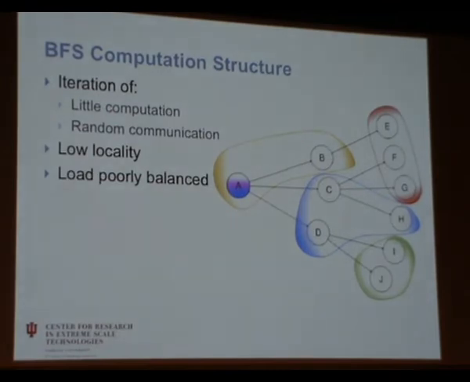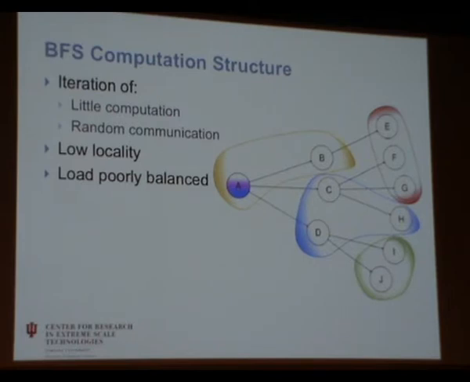On the other hand, if we look at an example graph application like breadth first search, the pattern is very different. You have relatively little computation, no floating point at all, but random communication because many of the graphs that you deal with in applications are either impossible or impractical to partition well. And so you get random communication, low locality, quite likely poorly balanced load.